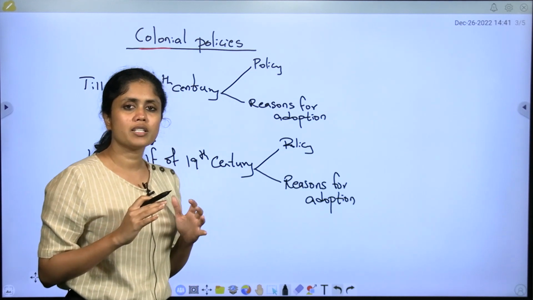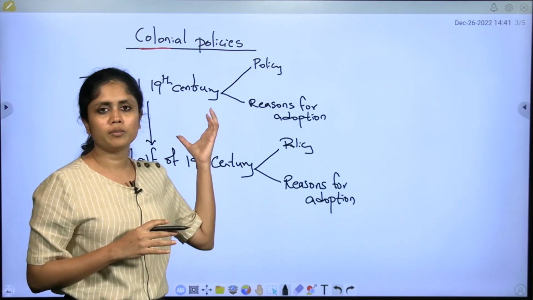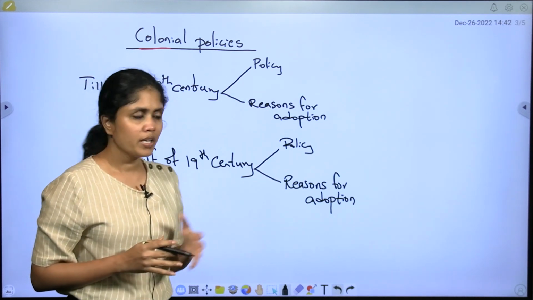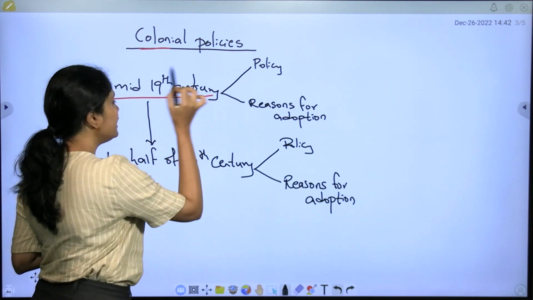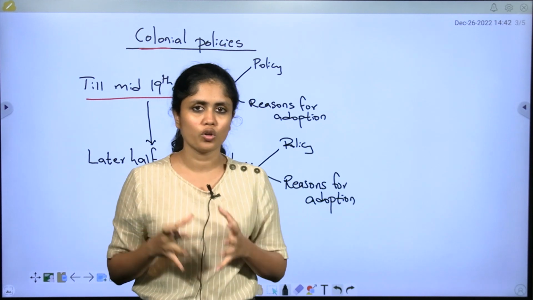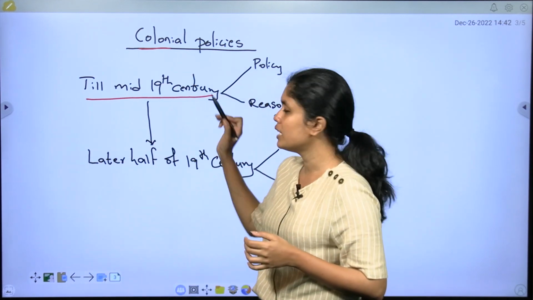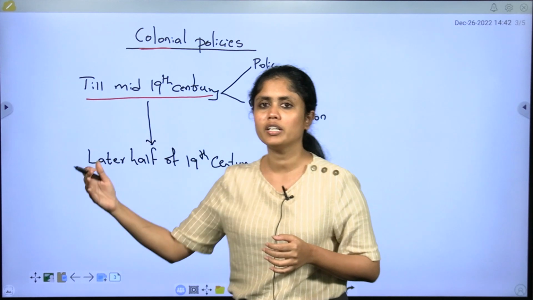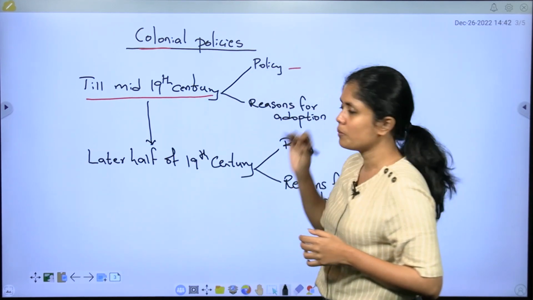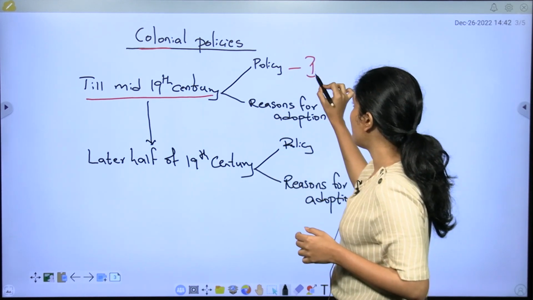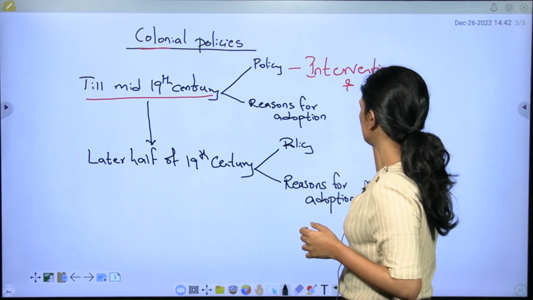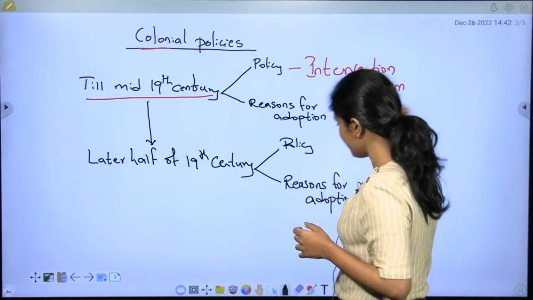Now, the first thing that you have to remember is that the policy of the colonial government towards tribes changed over a period of time. Till mid 19th century, you see that one type of policy is followed by the British government. Post mid 19th century, you see a different type of policy. Till mid 19th century, the policy which was followed was a policy of intervention and reform.